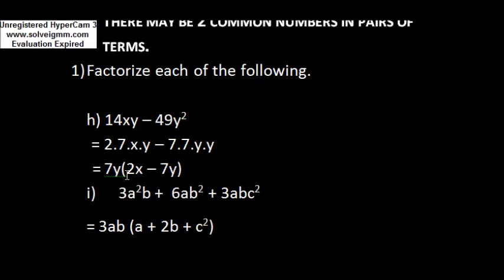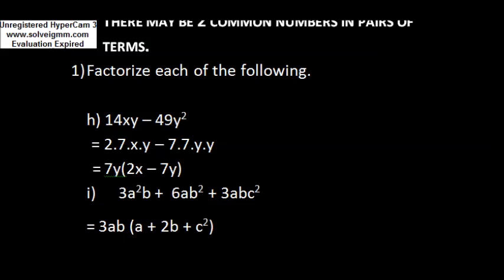Then 7y is common and 2x is left. You will write it inside. In other words, we can also say that this first term divided by 7y, your quotient is 2x. Similarly, here we are taking 7y common. So after taking common 7y, only 7y is left. Or you can say the second term divided by the common factor, your quotient or your answer is 7y. You will write it inside the bracket. That's it.